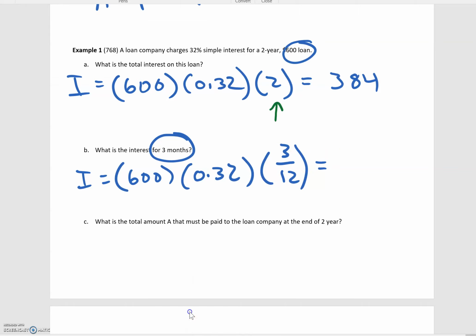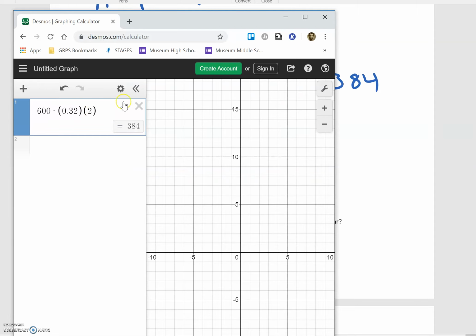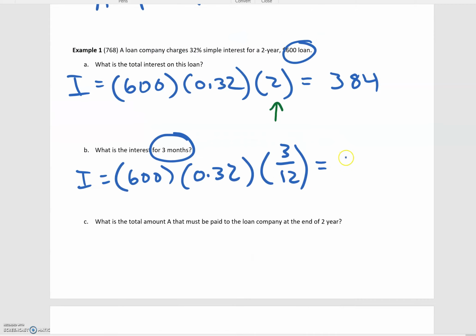So let's pull that up. I'm just going to change 2 to 3 divided by 12. So it looks like over 3 months it'll be a $48 interest payment.